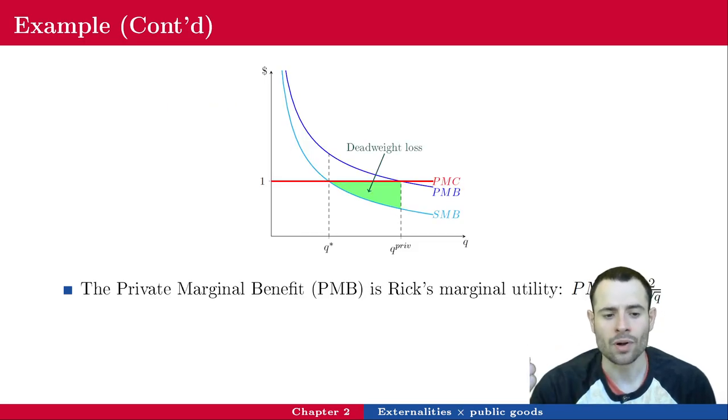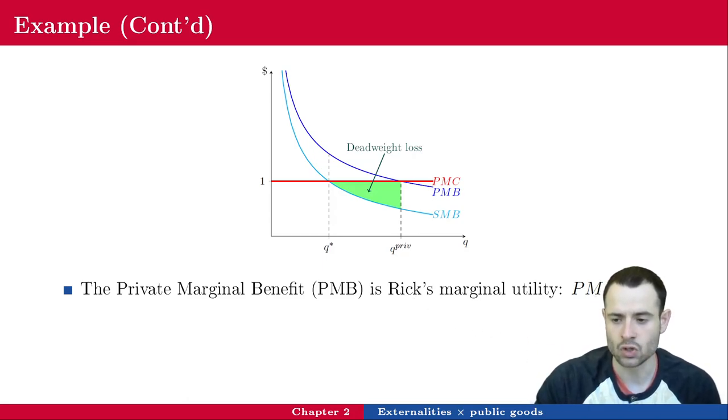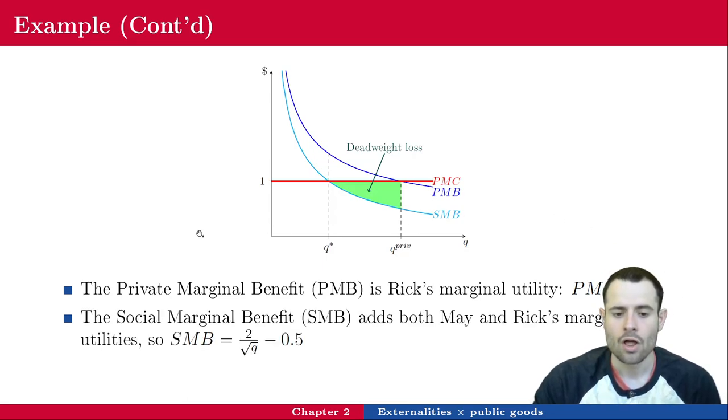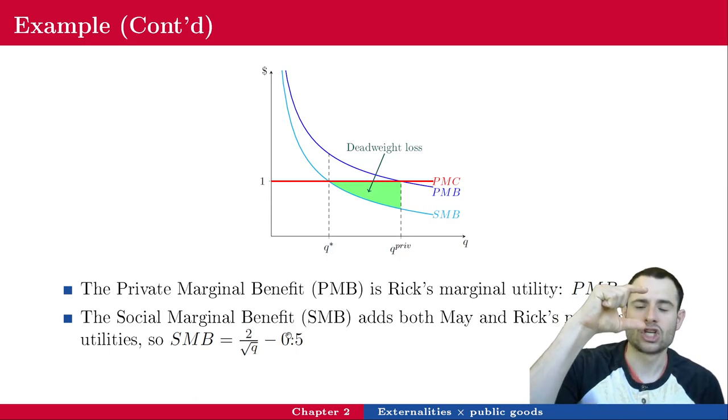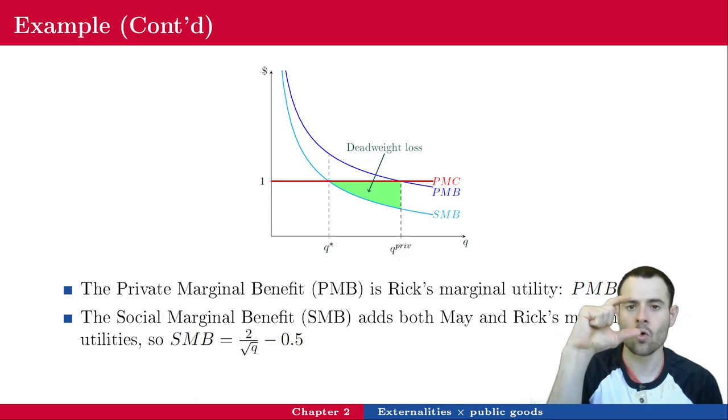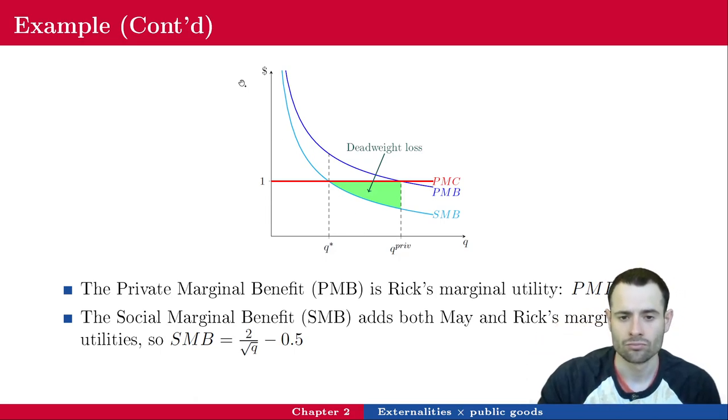So, the private marginal benefit is only Rick's marginal utility. That's 2 over square root of Q. That's what I showed 2 slides ago. The social marginal benefit adds both May and Rick's marginal utilities. So, it's going to be 2 over square root of Q minus 0.5. Which is why SMB is a shifted version of PMB. It is lower by 0.5 at each Q. Here the difference is 0.5, here the difference is 0.5, here the difference is 0.5, and so on.